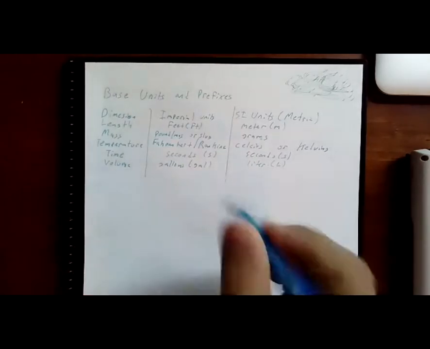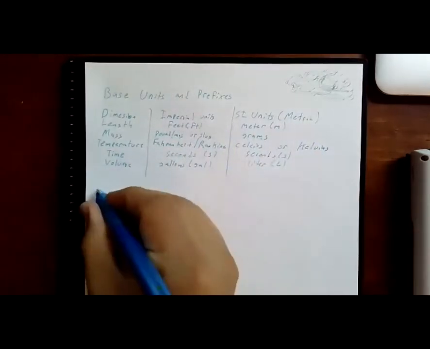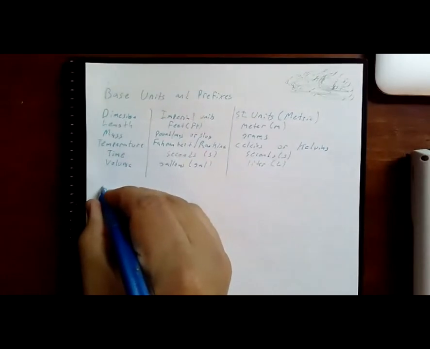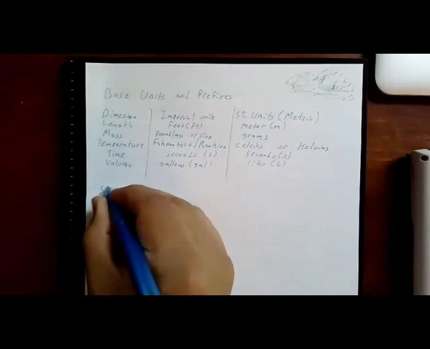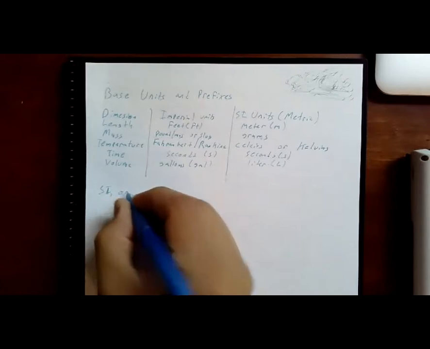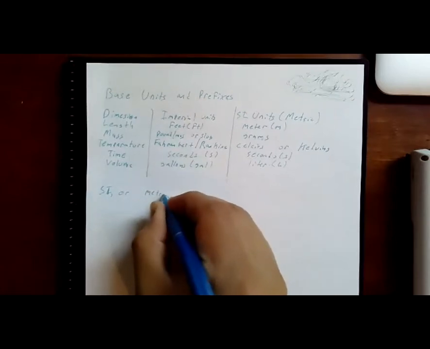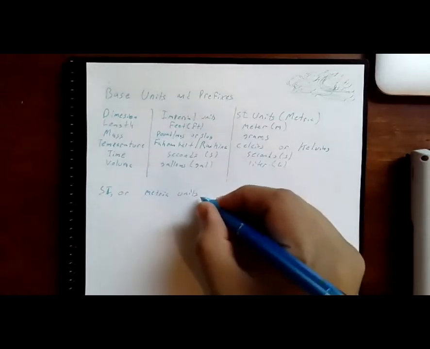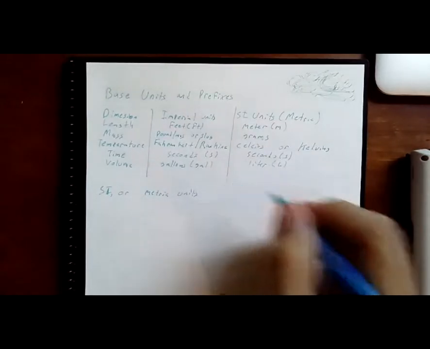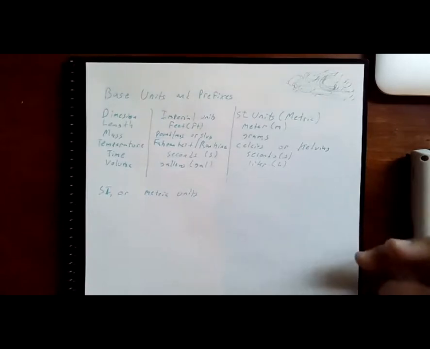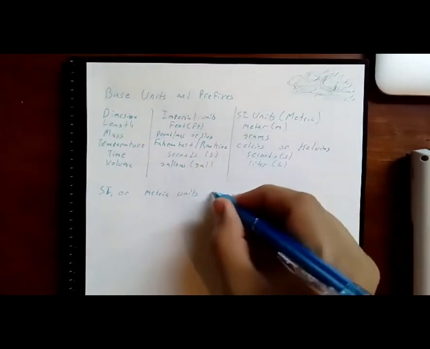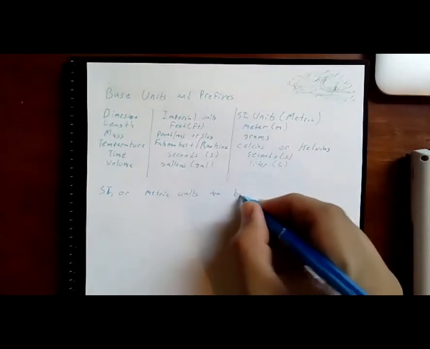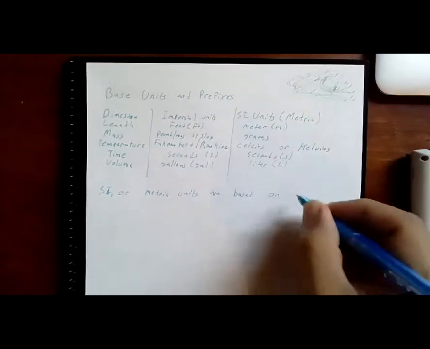All right, so let's talk about what these things mean real quick. So for SI, or metric units, these will be based on units or multiples of 10.